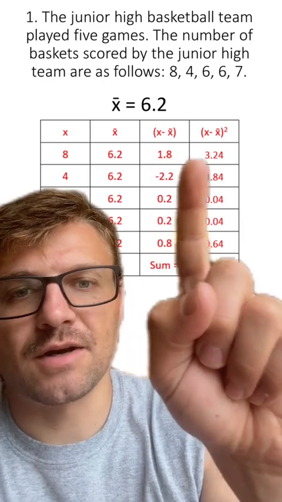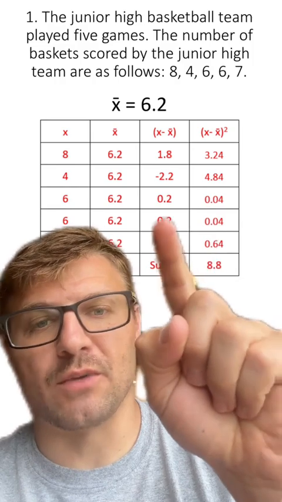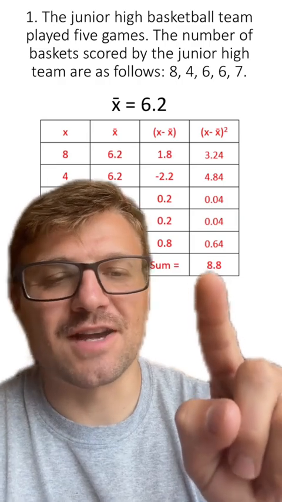So we take this number and square it. We then take this number and square it, and so on for each of the differences. Now we take the sum of all of those squared differences. And as you can see, our sum is 8.8.